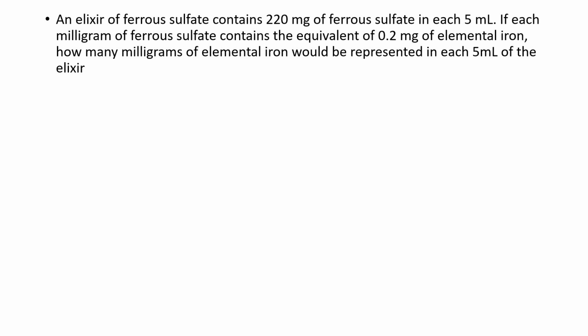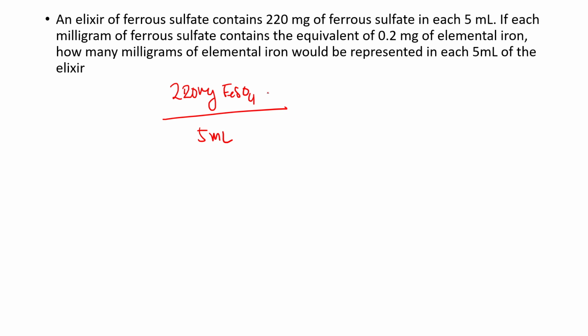An elixir of ferrous sulfate contains 220 milligrams of ferrous sulfate in each 5 ml. If each milligram of ferrous sulfate contains the equivalent of 0.2 milligrams of elemental iron, how many milligrams of elemental iron would be represented in each 5 ml of the elixir? Okay, so 220 milligrams of ferrous sulfate. This is one of those times that drugs are given in different salts. 220 milligrams of ferrous sulfate in each 5 ml. Each milligram of ferrous sulfate contains the equivalent of 0.2 milligram of elemental iron. How many milligrams of elemental iron would be represented in each 5 ml of the elixir?